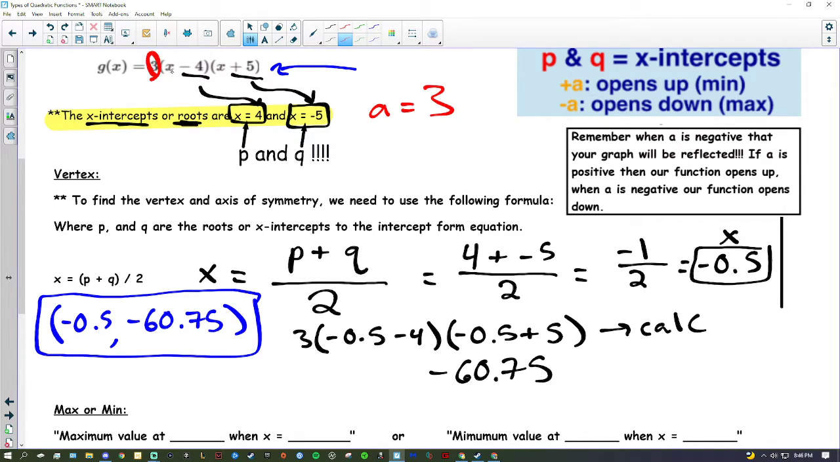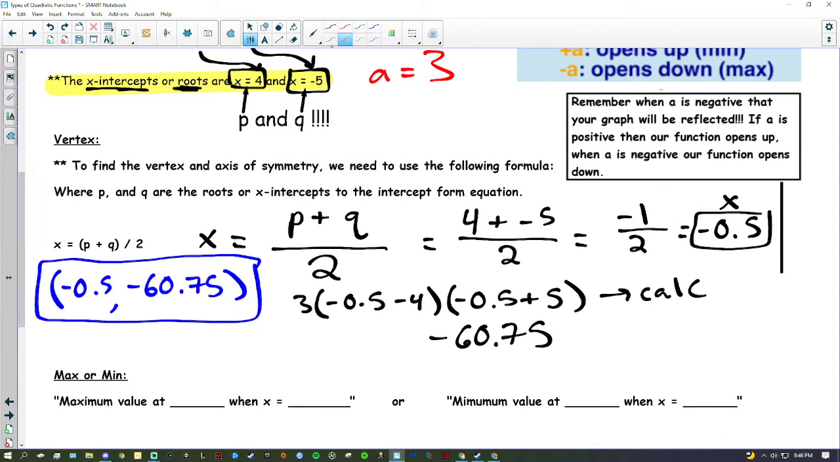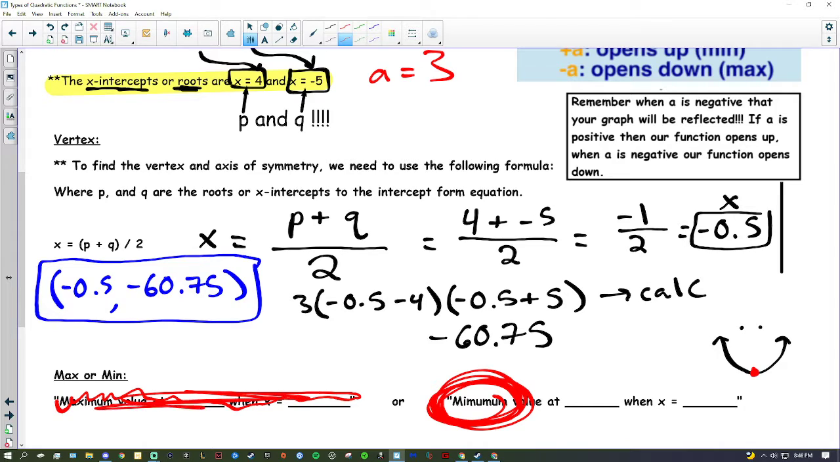All right. So we forgot to mention our a value is 3. Here's our a value, 3. Since our a value is 3, it's positive, which means our quadratic is a happy guy pointing straight up and has a minimum value. Very good. Can't have a maximum. It's too happy.